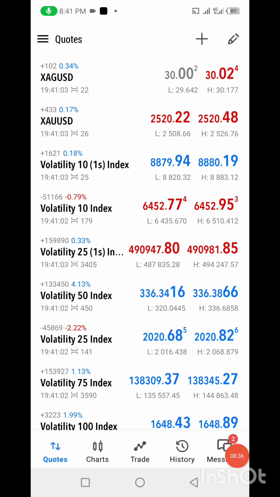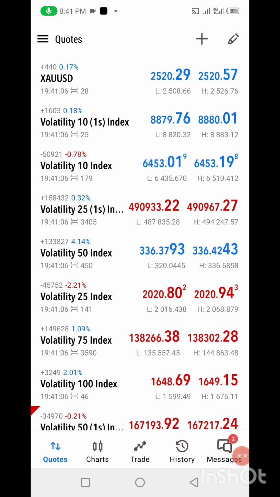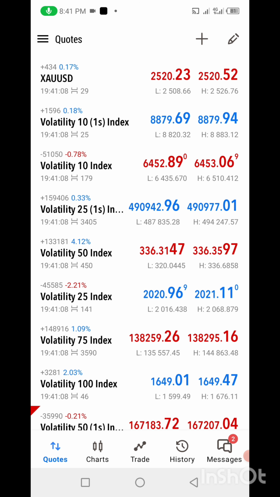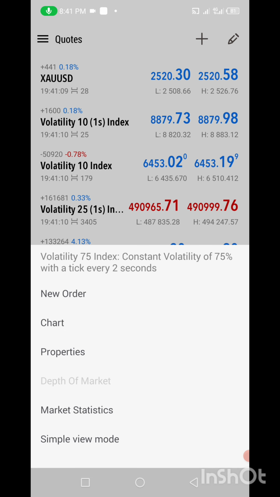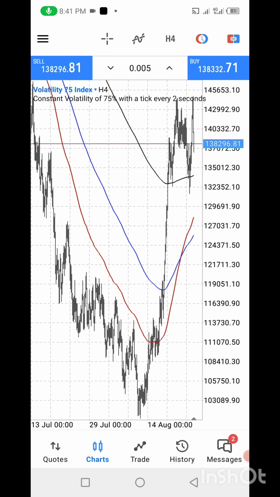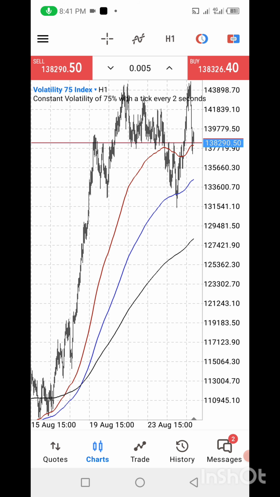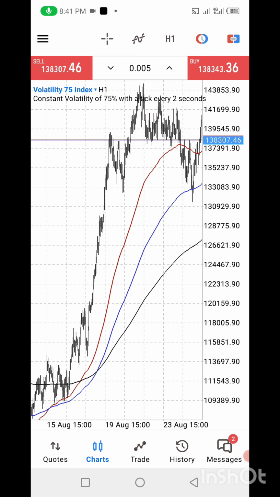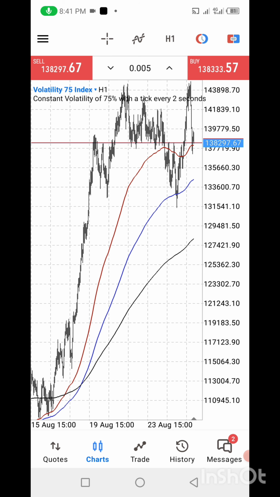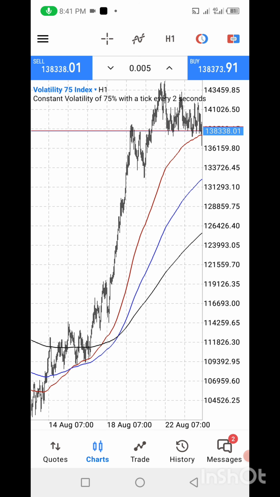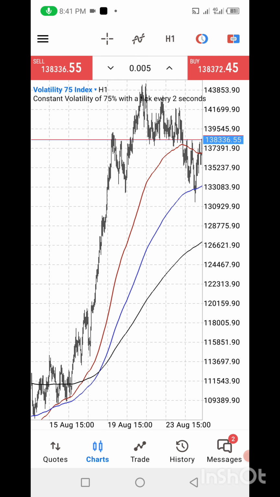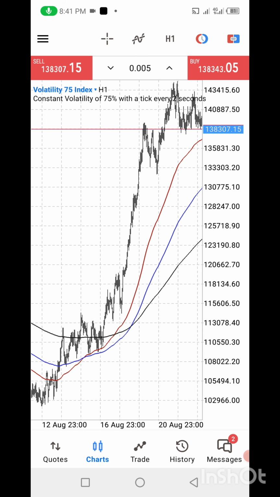Right now we shall be looking at what is happening in the synthetic market, and we start with the Volatility 75 Index. Now we need to be on the 1 hour time frame. So how does this idea basically work on the synthetic market? First of all, you define the trend by using the black. So the market is upwards.